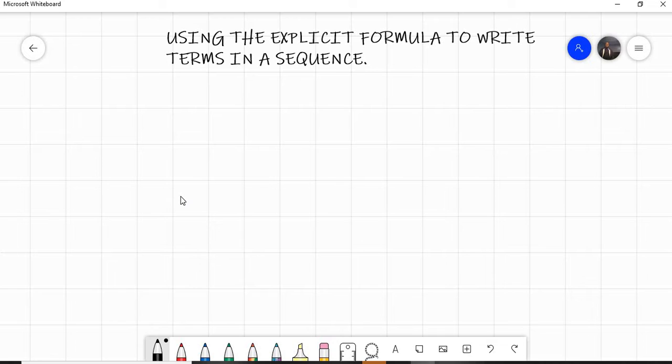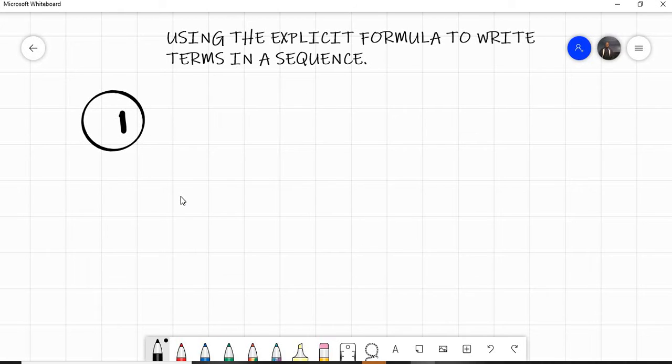Today we're going to learn how to use an explicit formula to write the terms in a sequence. They give us a formula and then ask us to write at least 3 or 5 terms of that formula. So they give us the first one, example 1.